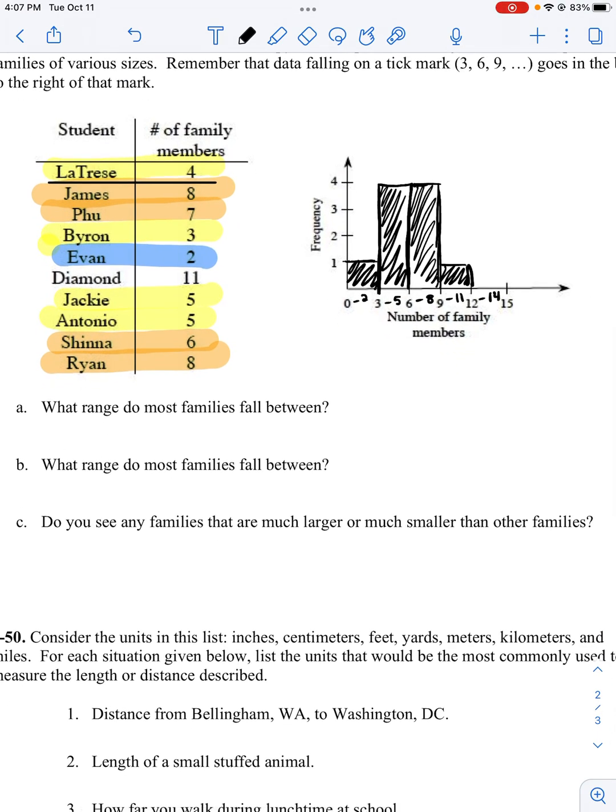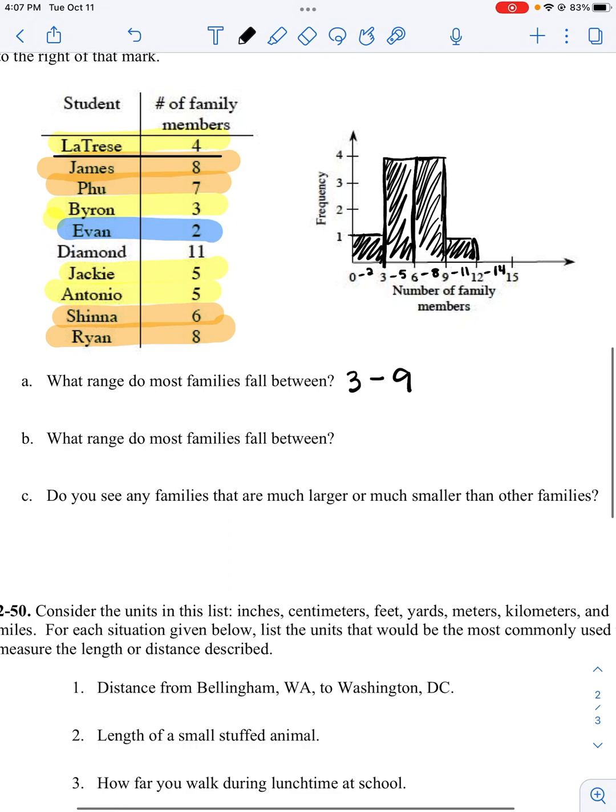For part A, what range do most families fall between? Well, it's a tie between 3 to 6 and 6 to 9. So I'm going to write 3 to 9. Okay. For part B, what range do most families fall between? It's the same question. We are not going to answer that.